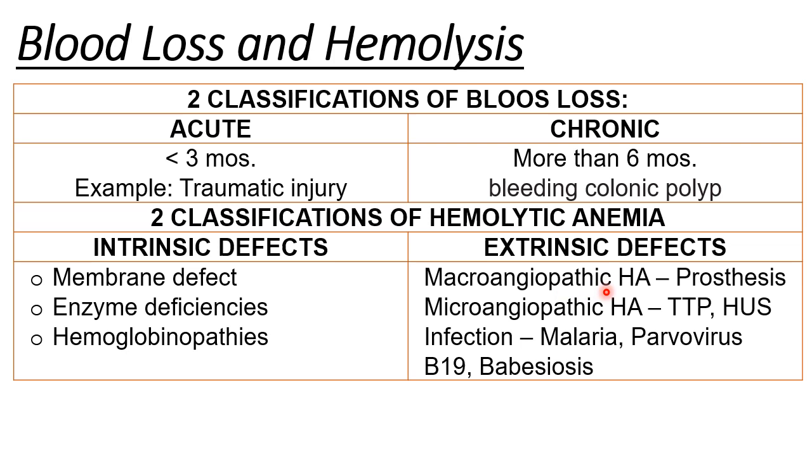macroangiopathic hemolytic anemia. Macro means big, angio means vessel. So, big vessels ang involved dito. In contrast with microangiopathic hemolytic anemia, maliliit na vessels ang involved dito. And then, other infections such as malaria.